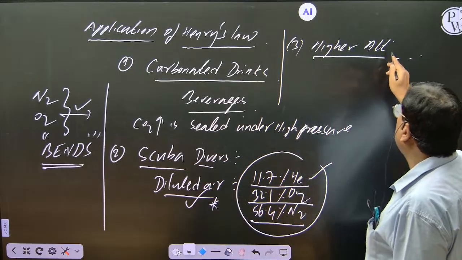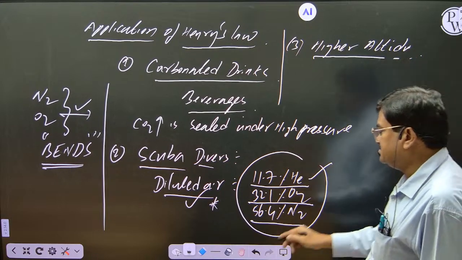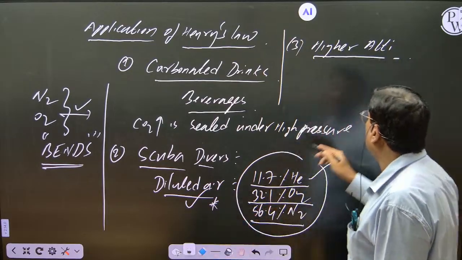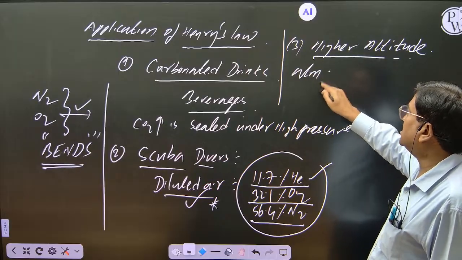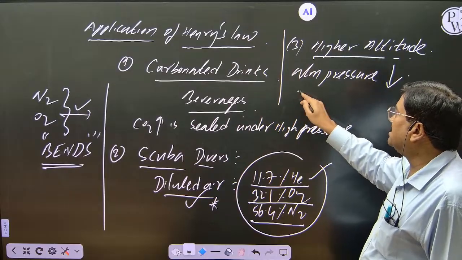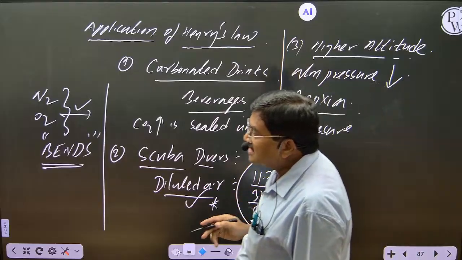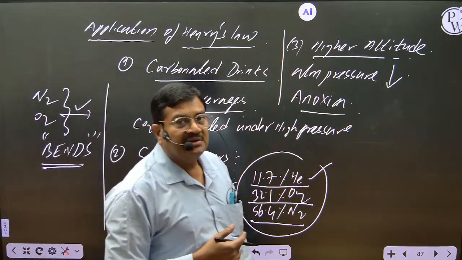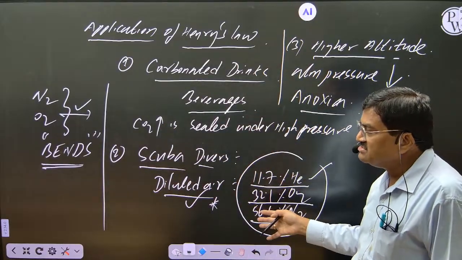At higher altitude, atmospheric pressure, altitude, spelling A-L-T-I-T-U-D-E. What happens to atmospheric pressure? Atmospheric pressure will be low, no? When atmospheric pressure is low, what happens? The person gets anoxia. Means what? Insufficiency of oxygen, his brain will not work properly, and that disease is called anoxia. So these are the three applications from Henry's law.